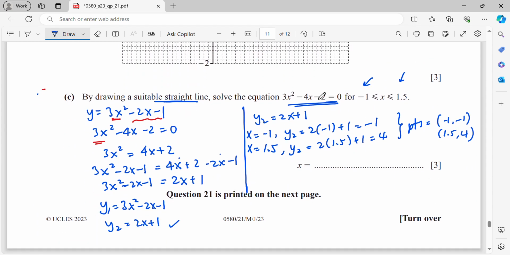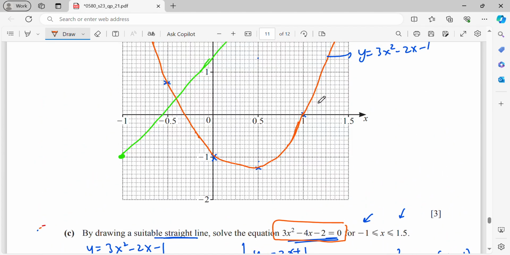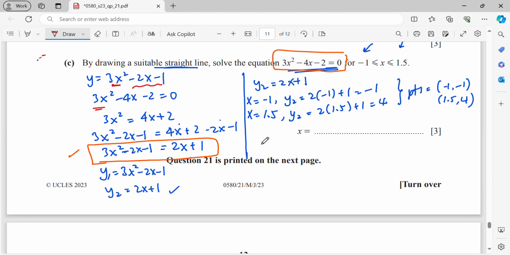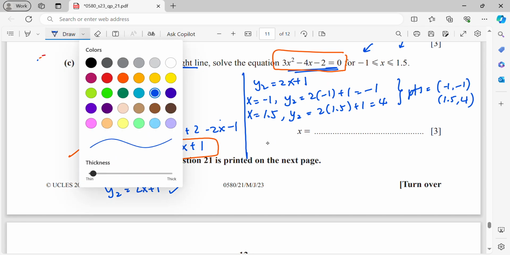Okay, and now here, when you look at this step, this means y1 equals y2. That means the intersection point, which means the solution of this quadratic equation is actually the intersection point between y1 and y2. So based on the graph, the intersection point is here. Based on my drawing, that is negative 0.4. Of course my drawing might not be accurate because it is not straight enough, right? So you use a ruler and join 2 points, then you will get the accurate straight line, and also the solution. So from here I will just write negative 0.4.